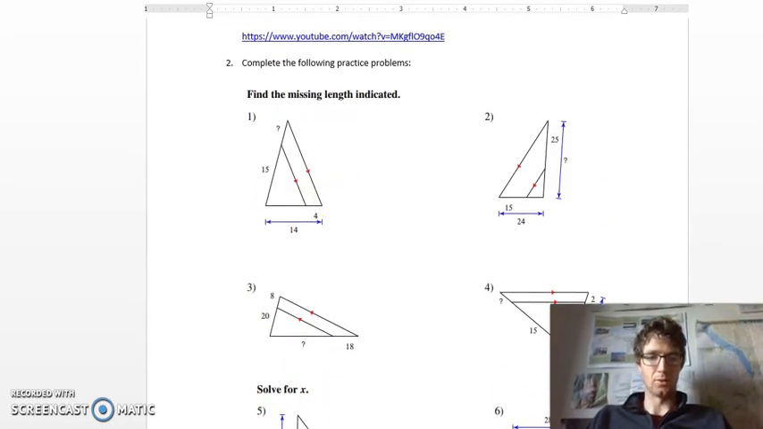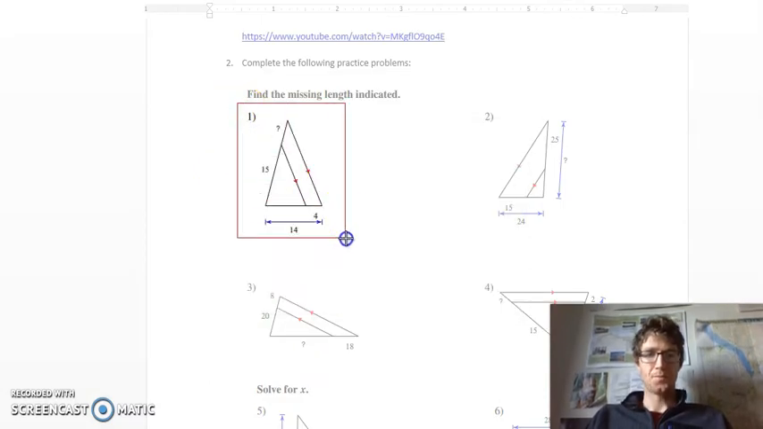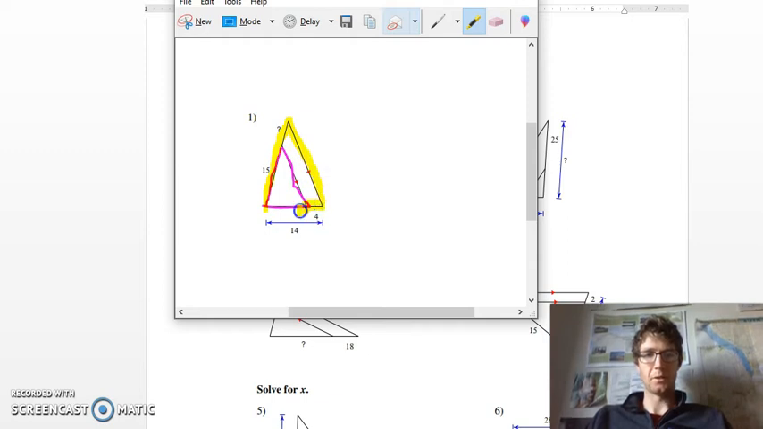So first thing I'm going to do is just grab a screenshot here. Basically, with this sort of thing, you can think of this two different ways. You could say that this triangle here that I'm outlining in pink is similar to the larger triangle, which I'm going to highlight in yellow. That's one way to do it, and that's probably the way I'll do it. But there's more than one way.